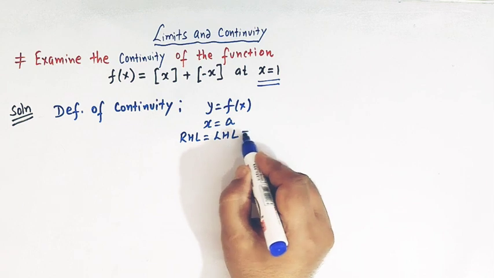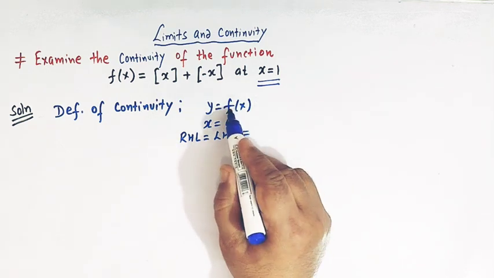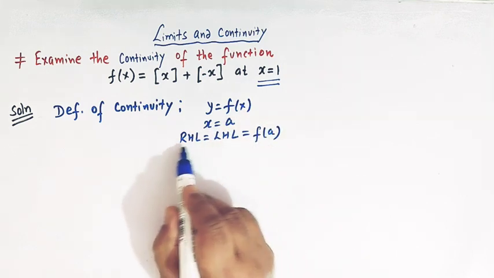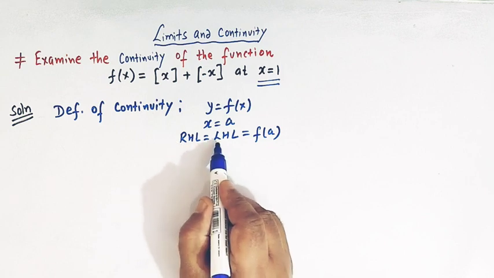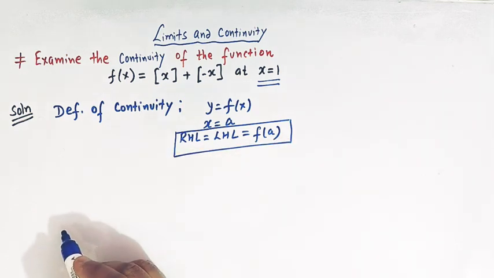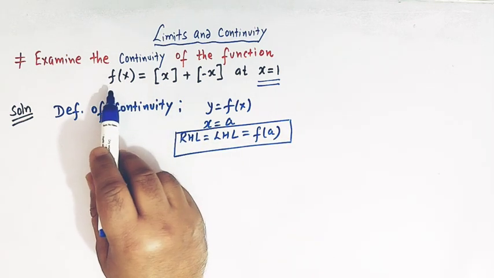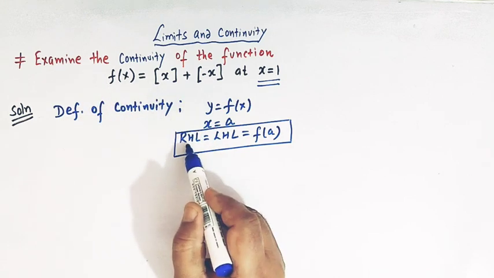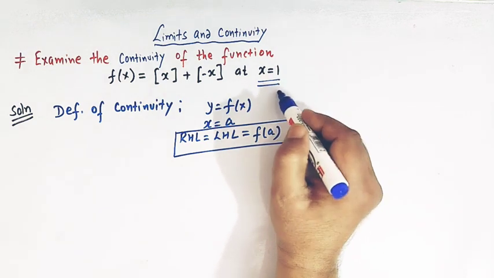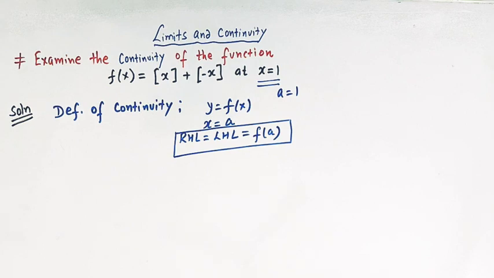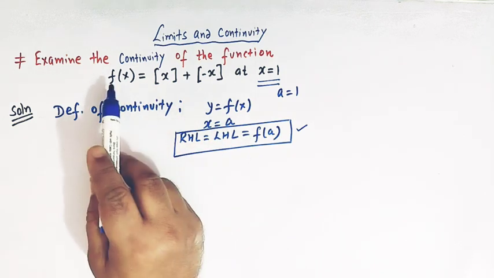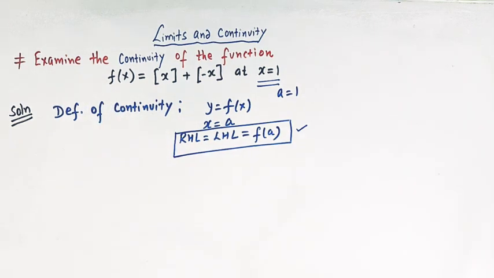And further, the value of the function, that is f of x at x is equal to a, must coincide with the value of the right hand limit and the left hand limit. So this is the condition for continuity of a function. Here we'll first find the right hand limit, then the left hand limit, and then f of a, where a is given to be 1. And we'll see whether this condition is satisfied or not by this function. So let us start.